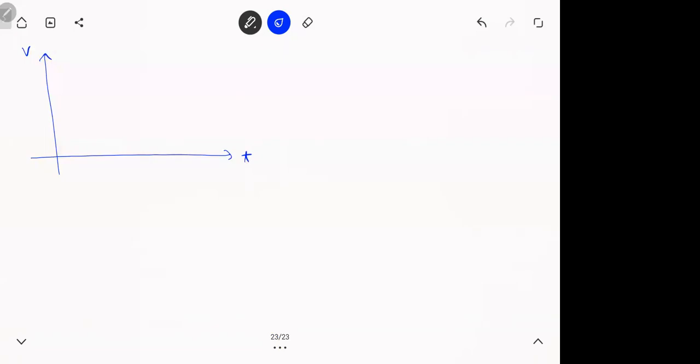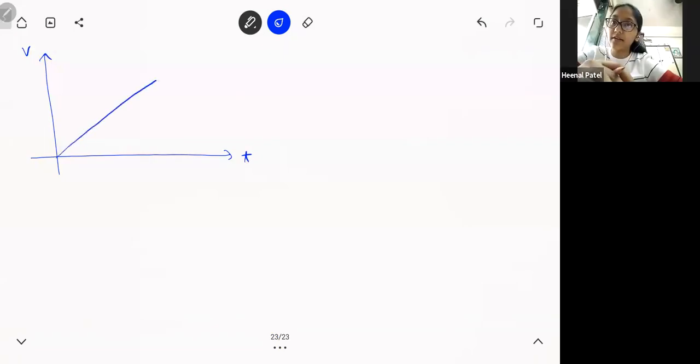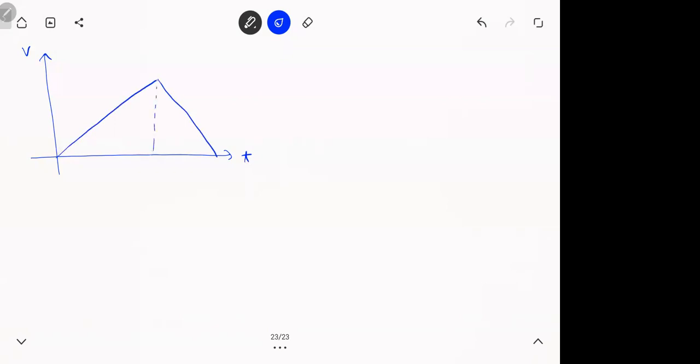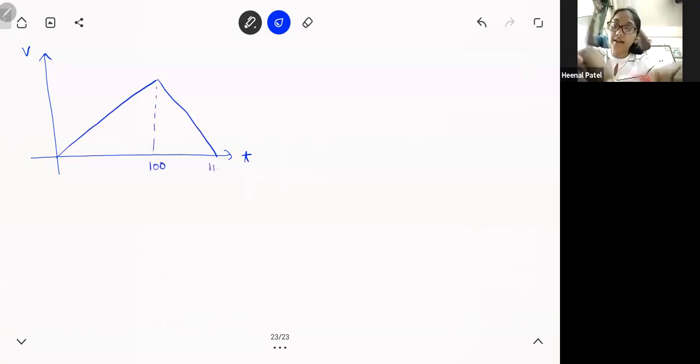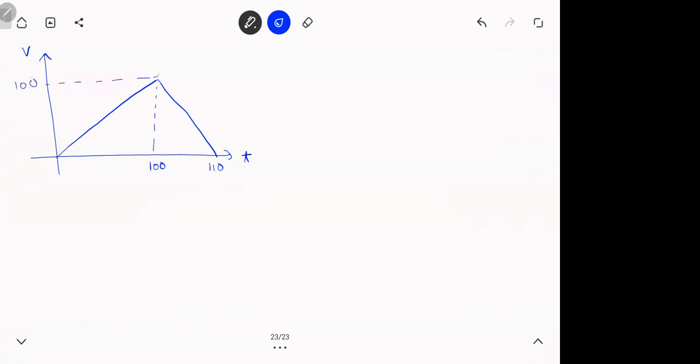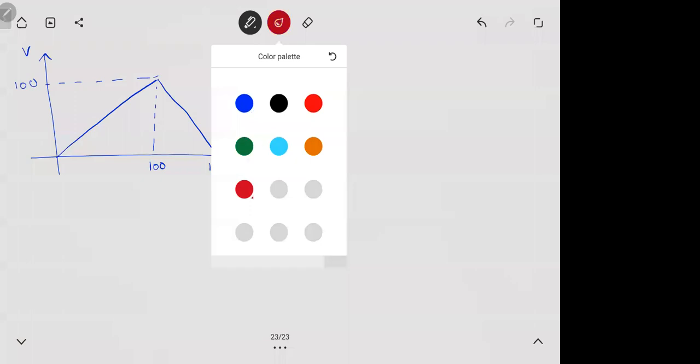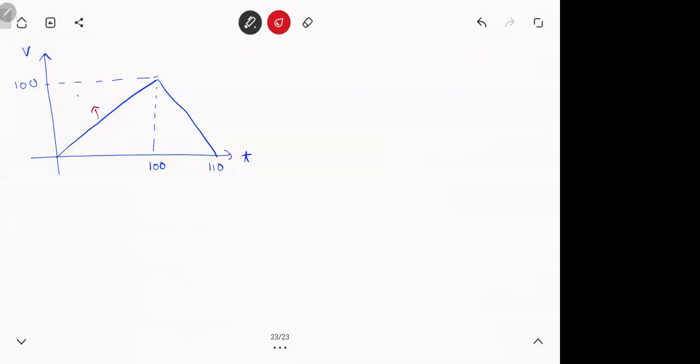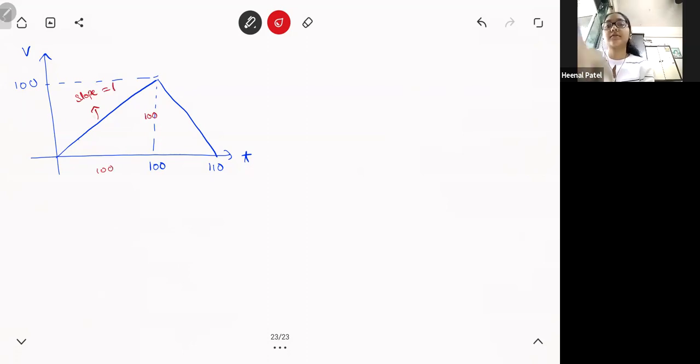Hinal, how much? Acceleration 1 before. Deceleration? That I'm fine with. Acceleration is 1, you're right. Look at this thing. In a VT graph, what is acceleration? Slope, no? So what is the slope of this line? See now, this is 100 and this is 100. The slope is 1, no?